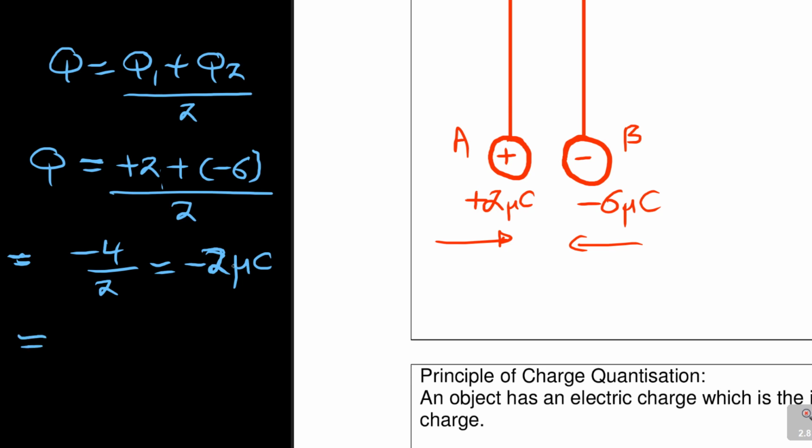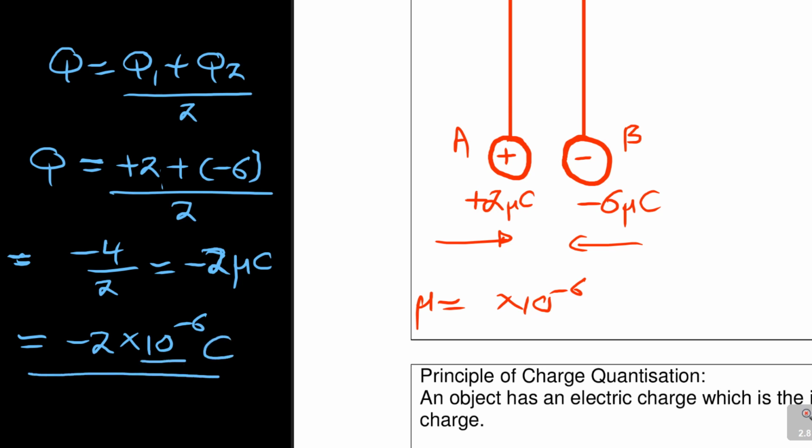You can even write it like this. Remember, micro means you multiply by 10 to the power negative 6. So it will be now negative 2 times 10 to the power negative 6. For micro, that is 10 to the power negative 6. And then you say coulombs. So this is the charge now on each sphere.